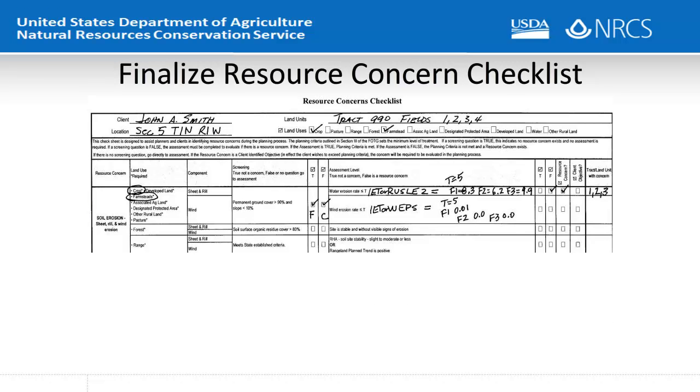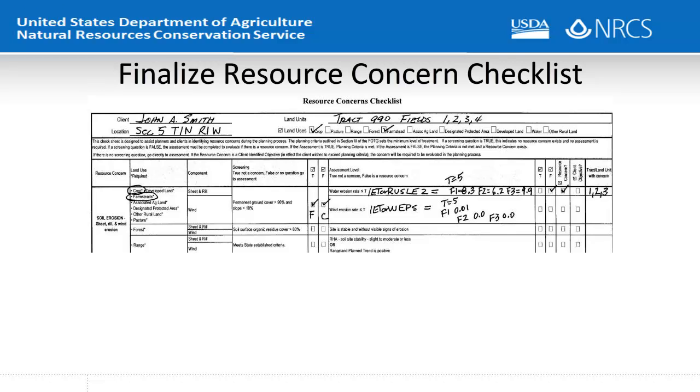The assessment question for sheet and rill erosion, water erosion rate less than or equal to T, is false, and the concern is present. We check the false box and the resource concern box and document the fields where the concern occurs and document the rates for the individual fields.